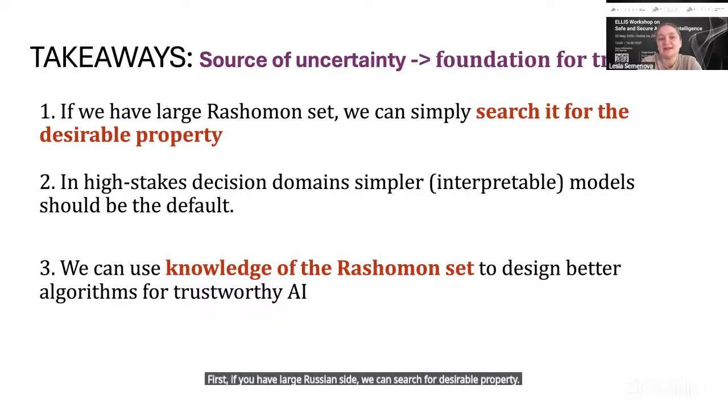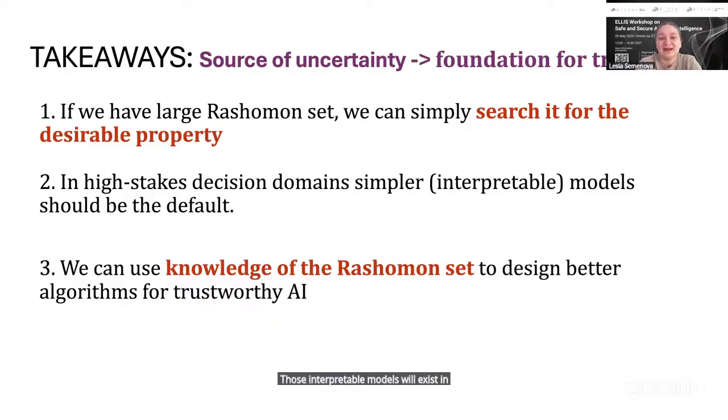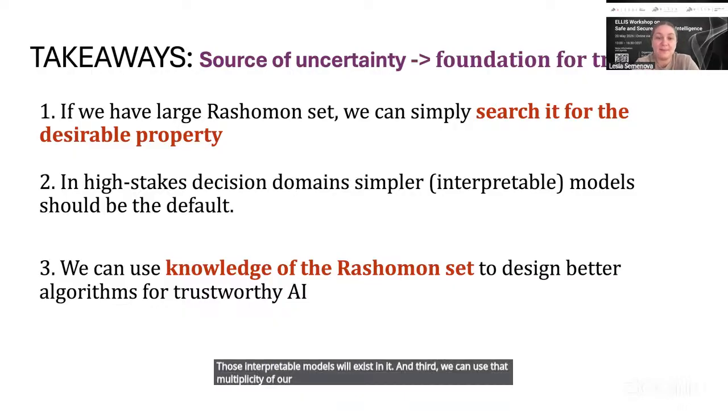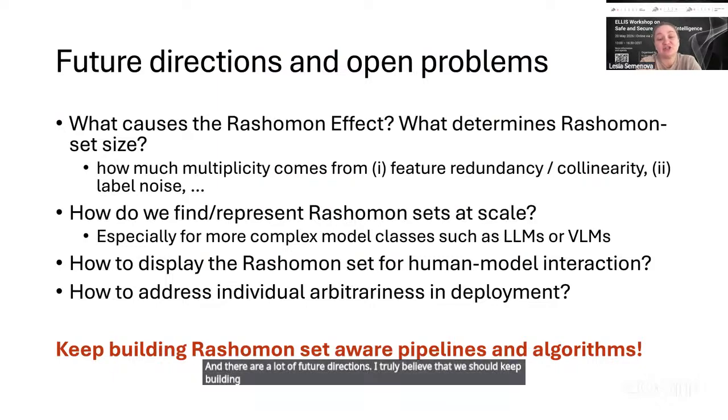Second, if you work in high-stakes decision domains, think about interpretable models first. We do have a formal proof that says if you expect larger Rashomon sets, those interpretable models will exist in it. And third, we can use that multiplicity to design better algorithms for our trustworthy decision making. And there are a lot of future directions. I truly believe that we should keep building uncertainty-aware Rashomon set pipelines and algorithms.